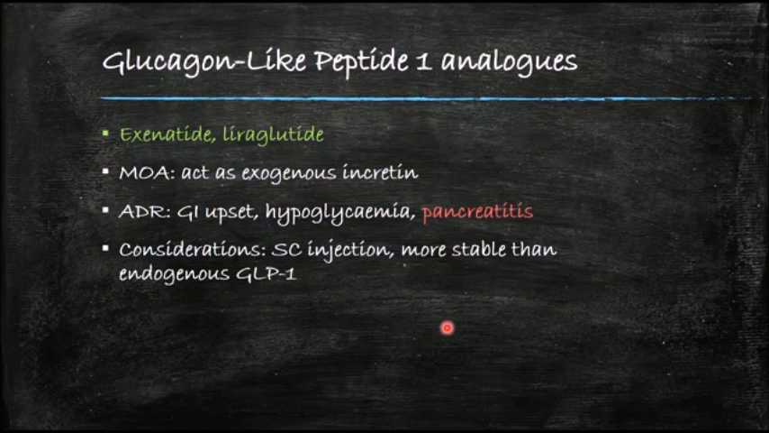So the GLP-1 analogs, of which exenatide is the most commonly used one, act as exogenous incretin. These are injected drugs. So this is the only other diabetes drug aside from insulin that needs to be injected. And its biggest consideration is pancreatitis. So if they get abdominal pain while they're on this medication, then they should stop.